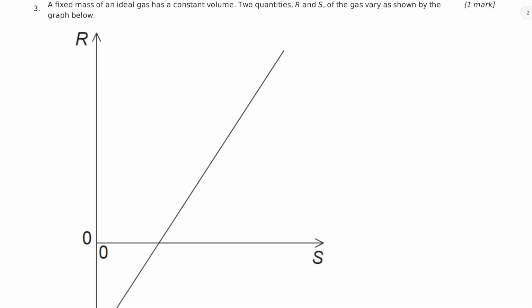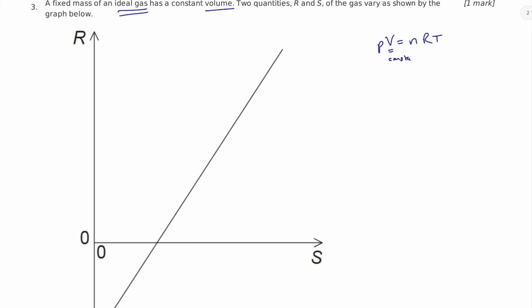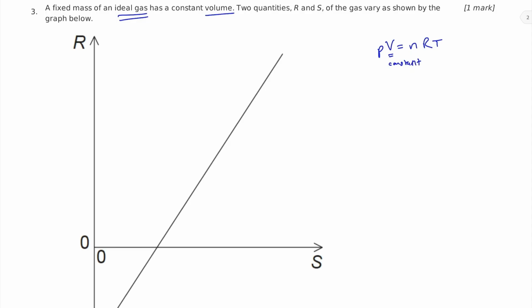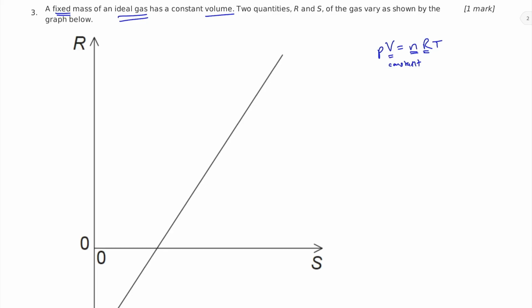Question 3. A fixed mass of an ideal gas has constant volume. So just remind yourself of the ideal gas equation. This is constant, and so is this and this, because it's a fixed mass. That means the number of moles is constant. R is a constant value, it's the gas constant. So what that means is we're looking at P being proportional to T.